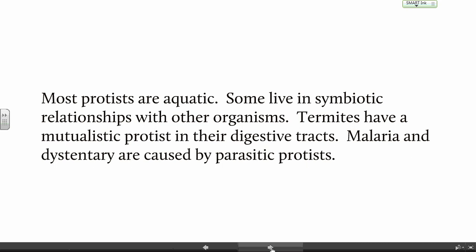Dysentery is another famous protist-caused parasitic relationship. What's another name for dysentery? It's really bad diarrhea that you usually would get when what's going on.